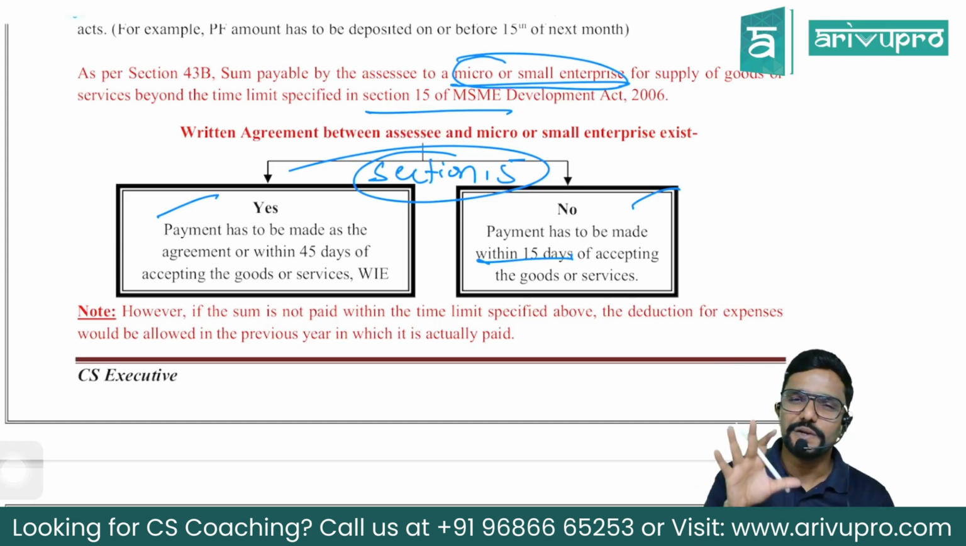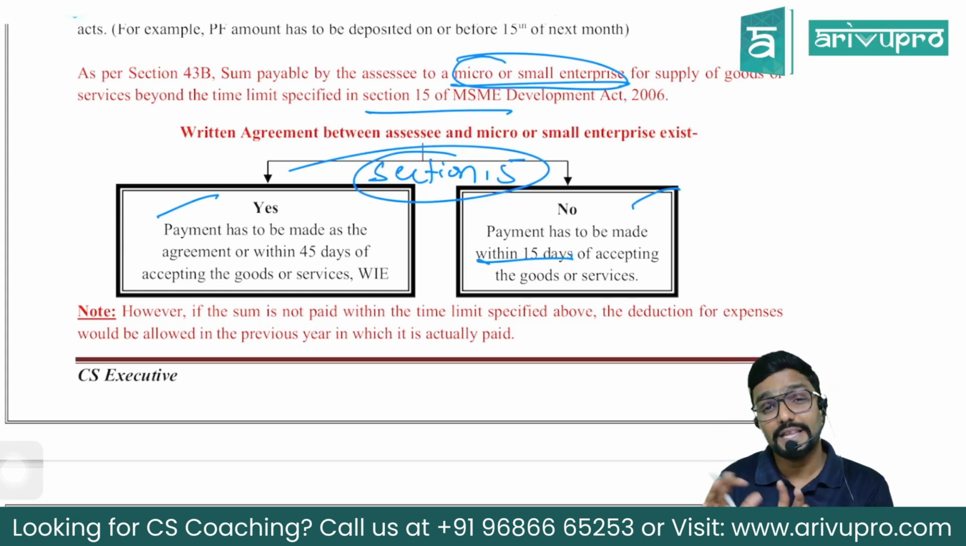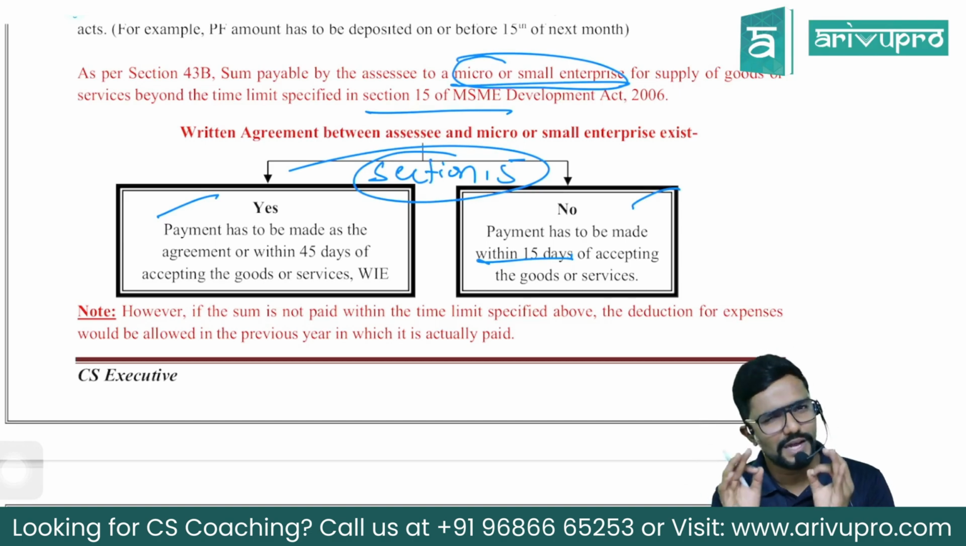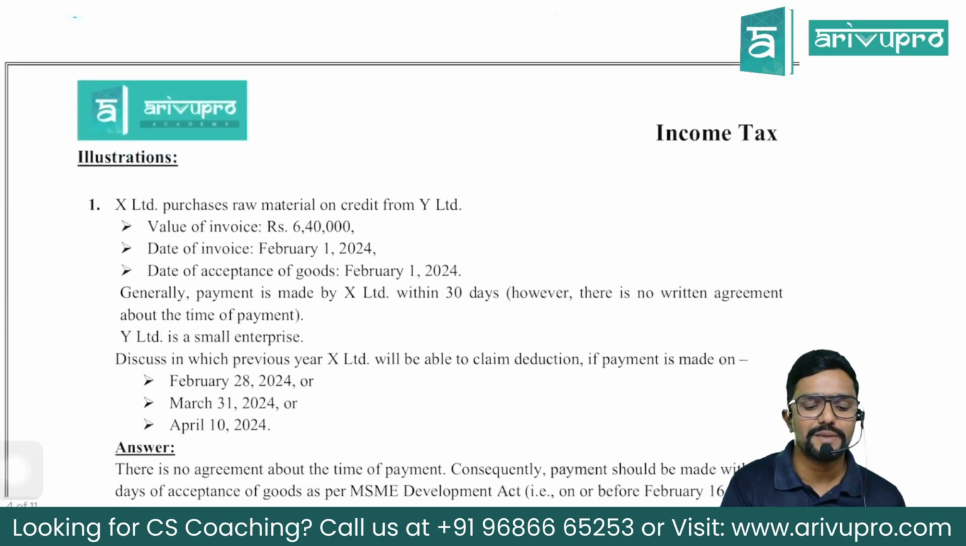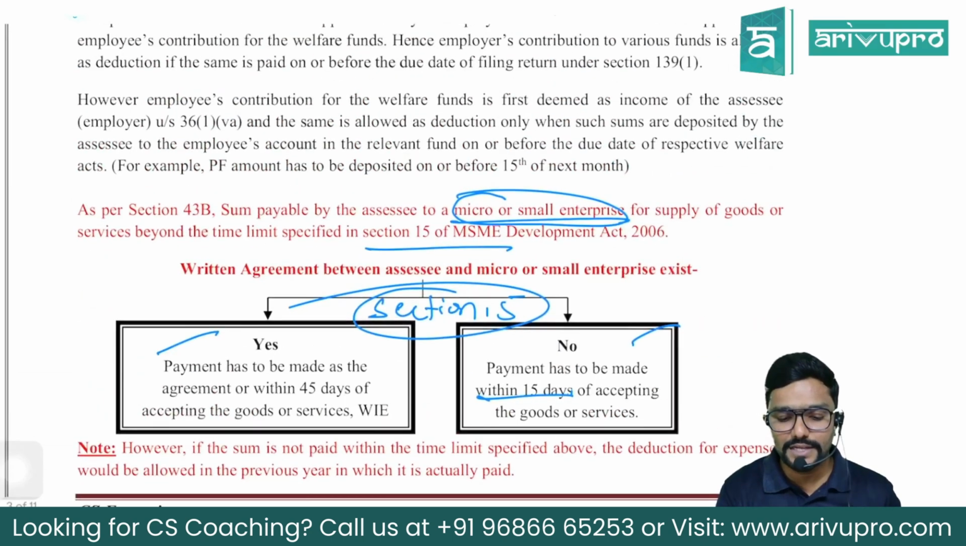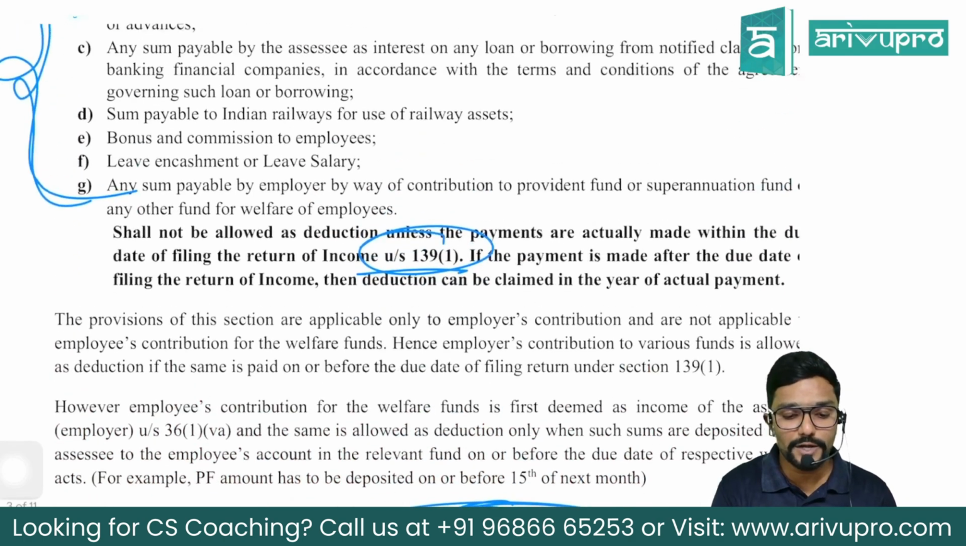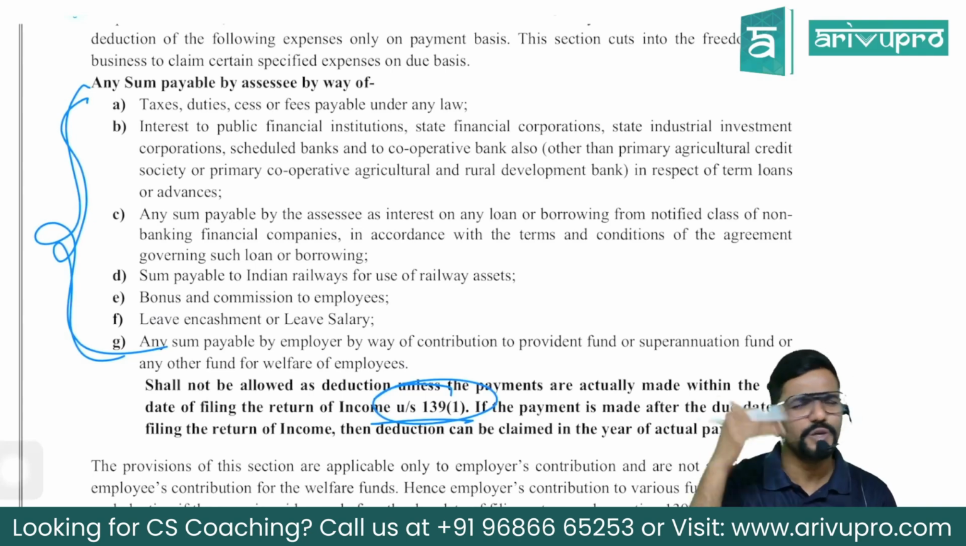This is actually relevant to that payment which we were supposed to make at the end of the period, guys. Sir, how come, sir? I will explain with some illustrations. But please be careful. Again, I am telling you, guys, this section 15 due date is only for the payments which are made by the assessee to micro and small enterprises.